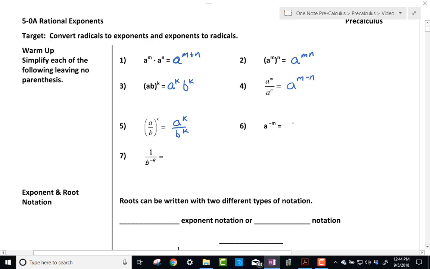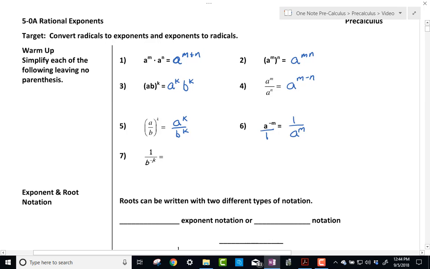It just says one thing. It says flip the base over. All right? So technically this is a over 1. Flip the base over, and by the way, when you flip the base over, now you can make it positive, which means we have 1 over a to the m.